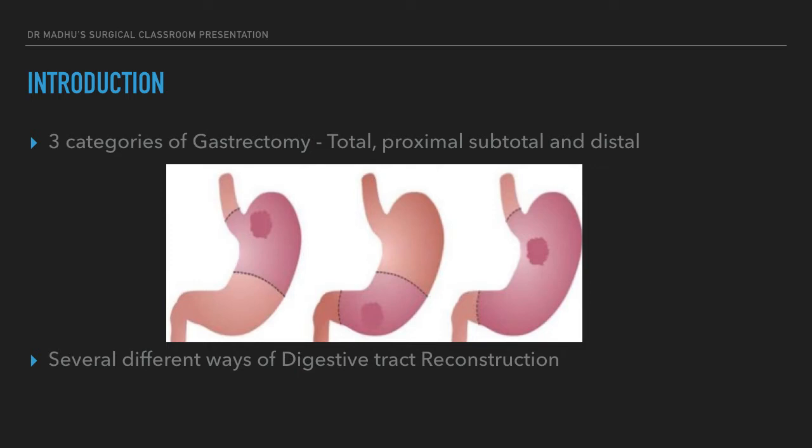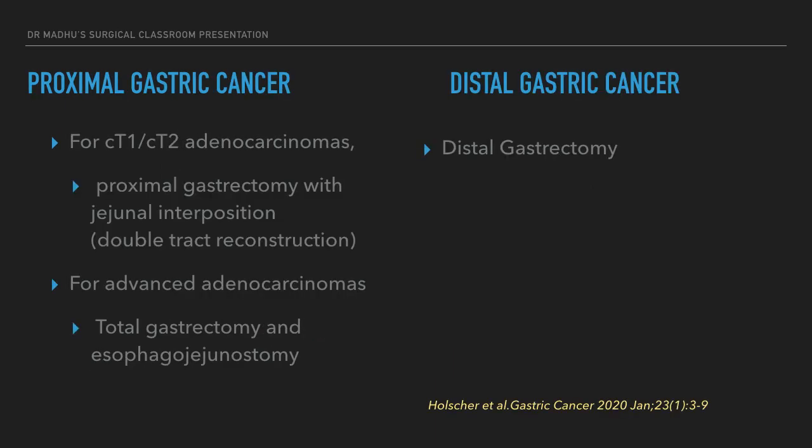As you all know, there are three different types of gastrectomy: total, proximal and distal gastrectomy, depending on the site and size of the tumor. Now, how to reconstruct the digestive tract after doing the gastrectomy? There are several ways of reconstructing it, and there have been several trials analyzing which one is better suited for immediate and long term outcomes.